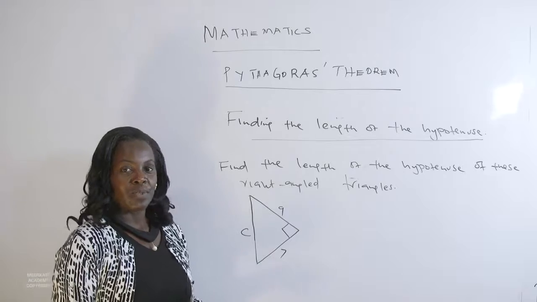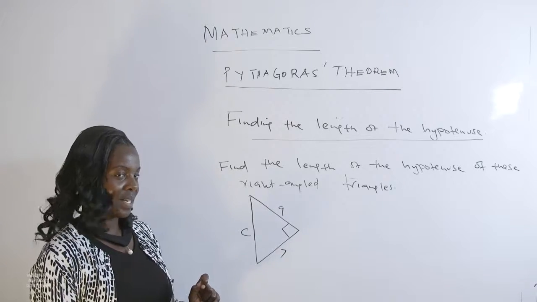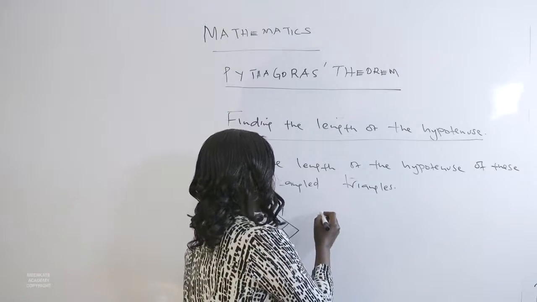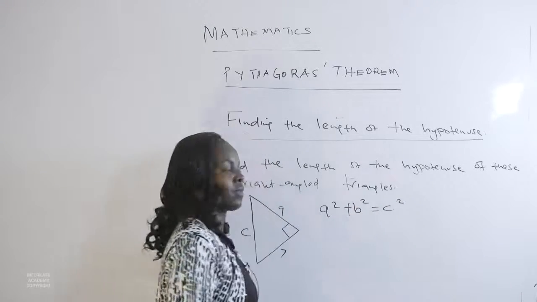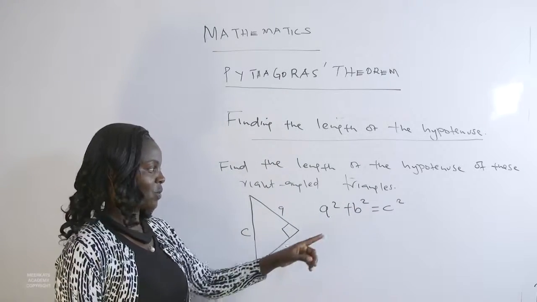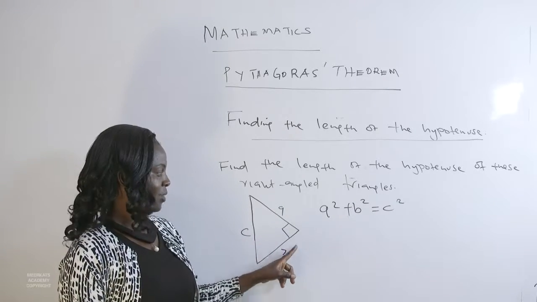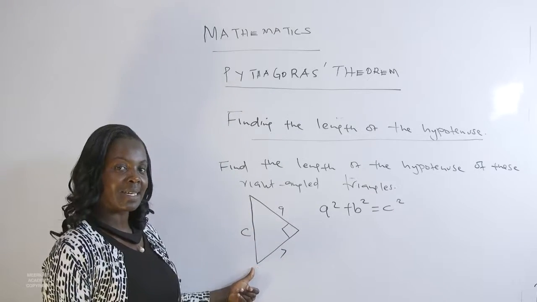Find the length of the hypotenuse of this triangle. How do we go about it again? You realize we are saying we will use the Pythagoras theorem: a squared plus b squared is equal to c squared. Then you substitute. We have the two shorter sides, and we say the longer side is c.